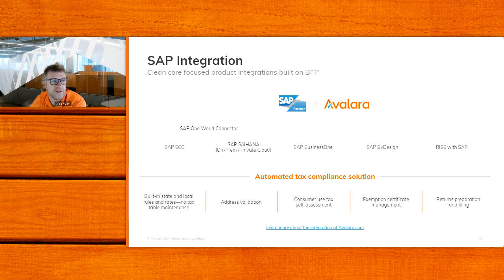So that being said, Avalara this year is releasing all new connectors that are going to be utilizing BTP that will work for ECC, SAP S/4HANA on-premise, and the S/4HANA private cloud instance. Those are all scheduled to be released at the end of H1, the first half of the year, or the early part of the second half, or third quarter.